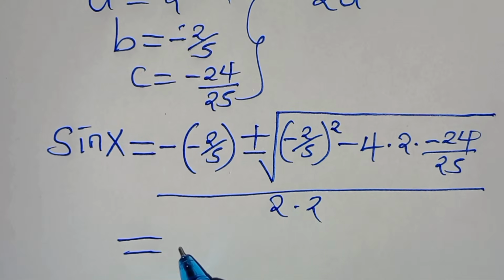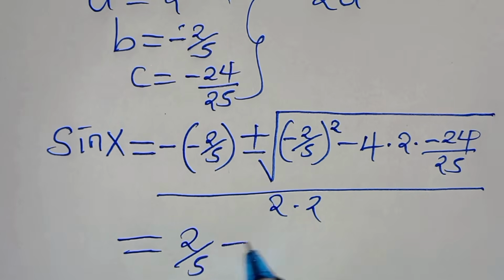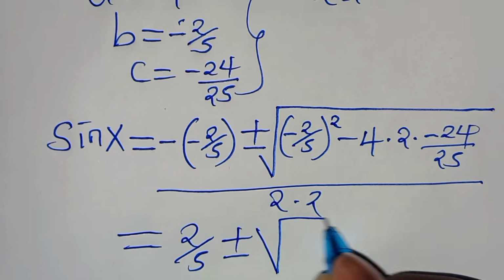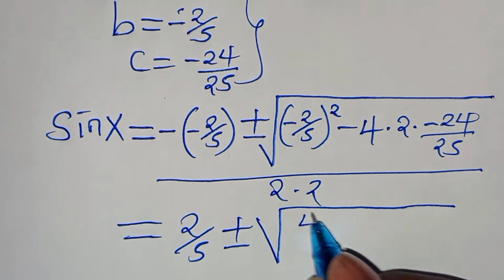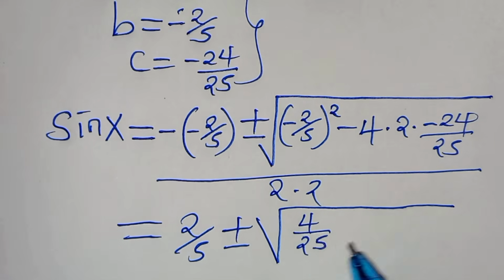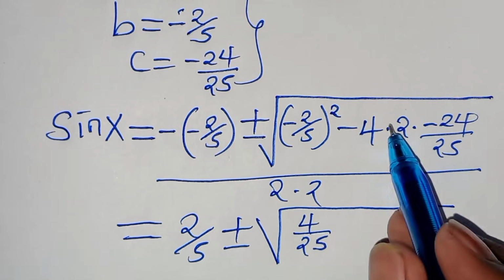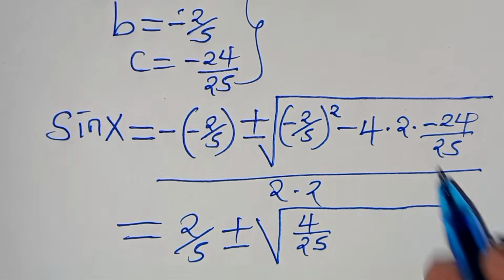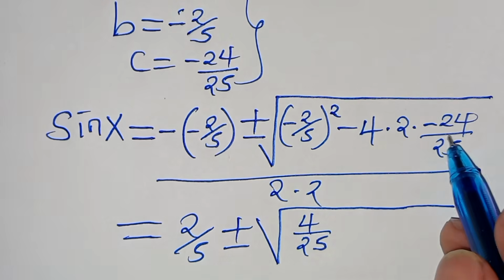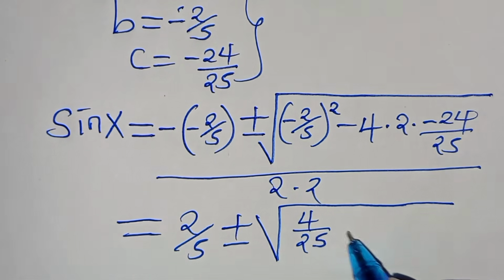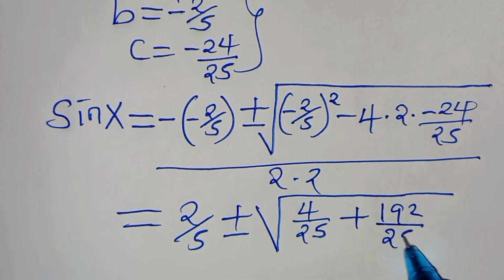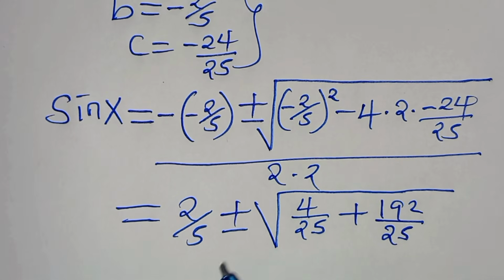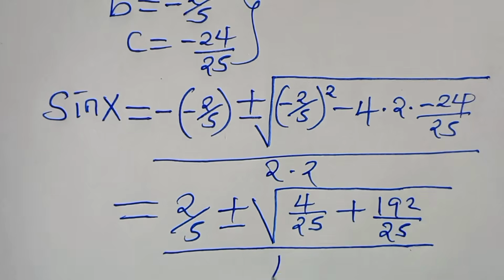This is equal to 2 over 5 plus or minus the square root of negative 2 over 5 squared. This is 4 over 25. Then we have minus 4 times 2. This is minus 8 times minus 24 over 25. This is equal to plus 192 divided by 25. And everything here divided by 2 times 2, it is 4.